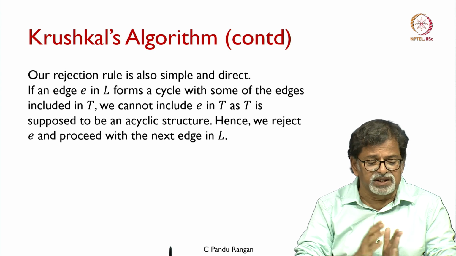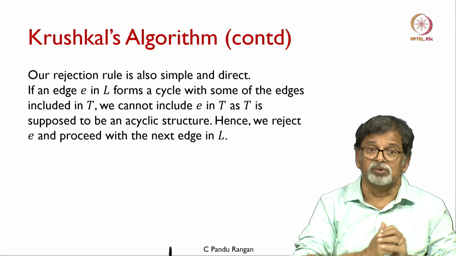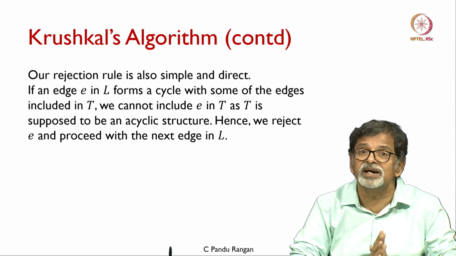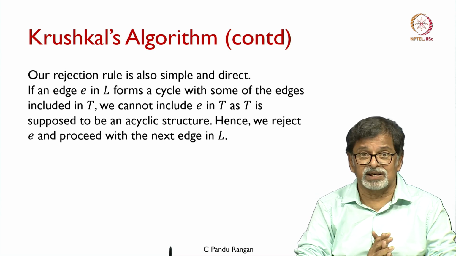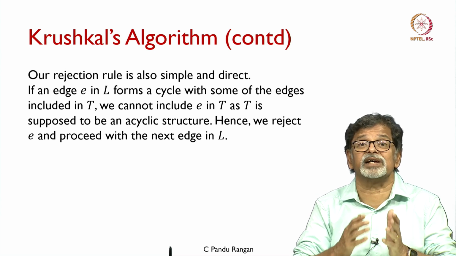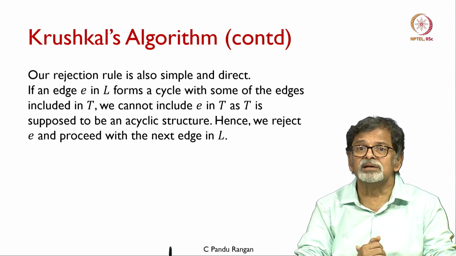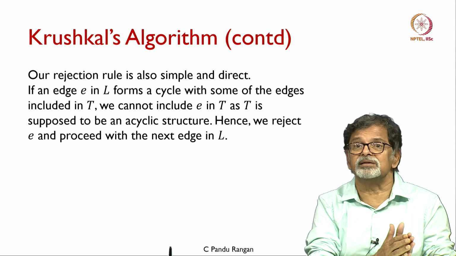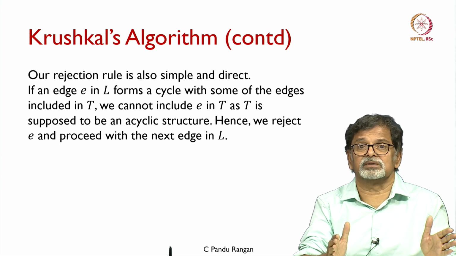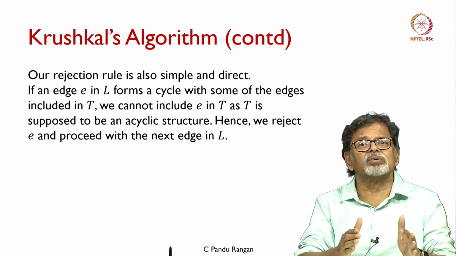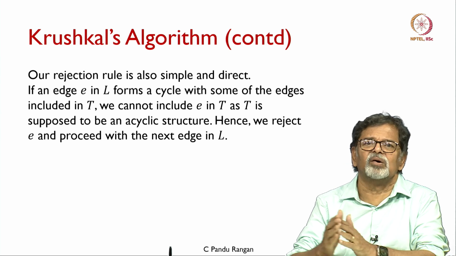If an edge E forms a cycle with some of the edges that are already included, we cannot include the edge E. The reason is it is forming a cycle with the edges that you have already selected, and T is an acyclic structure. The set of edges in T will never form a cycle. Therefore, I should not include E. If I include E, a cycle is formed, which is not possible, which should be avoided. Therefore, I reject E. Hence, I consider the edges in the increasing order of their weight.